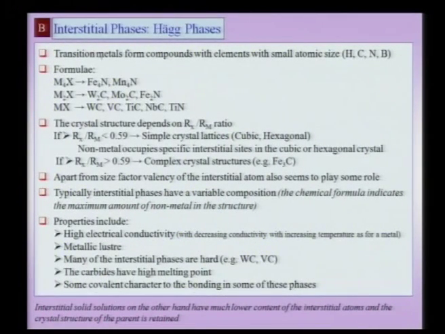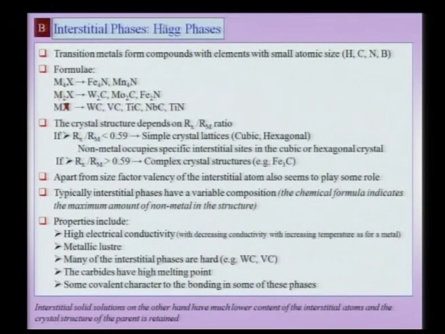Now, transition elements typically form these compounds with elements of small atomic size, and we have seen examples of such elements which have very small atomic size. We have about 4 of them listed here. Okay. The formulae for such compounds typically can be of the form MX, where X is the interstitial element.